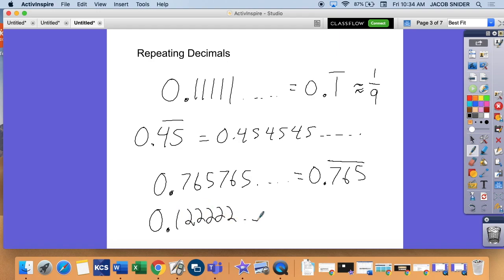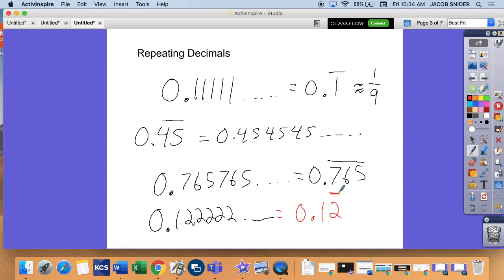0.12222... Does that repeat at any point? Do you repeat what you're saying? Of course you do: 2, 2, 2, 2. But what would that look like? Written out as a decimal, it would be 0.12 with a line over the 2. Where does my line go this time? My line only goes over the 2. Not the 1. The 1 doesn't repeat, but the 2 does. Okay, so we've got repeating decimals.